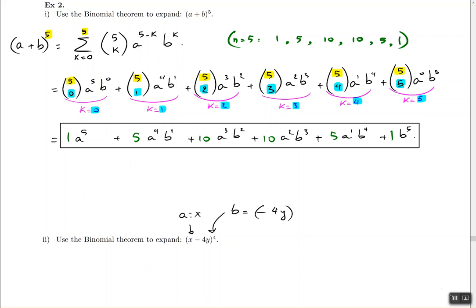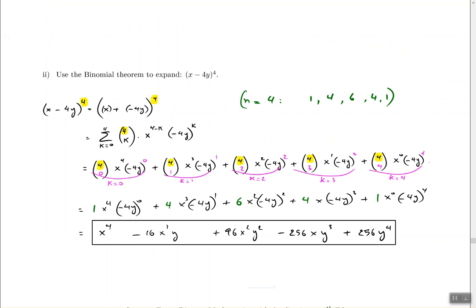Okay, did you end up with x to the 4th minus 16x cubed y plus 96x squared y squared minus 256xy cubed plus 256y to the power of 4? Hope you did, and I tried to make it as clear as possible what my steps were. Again, keep in mind that I'm applying the formula that I gave you with a equal to x and b equal to -4y as that combo. Okay, so that's the end.